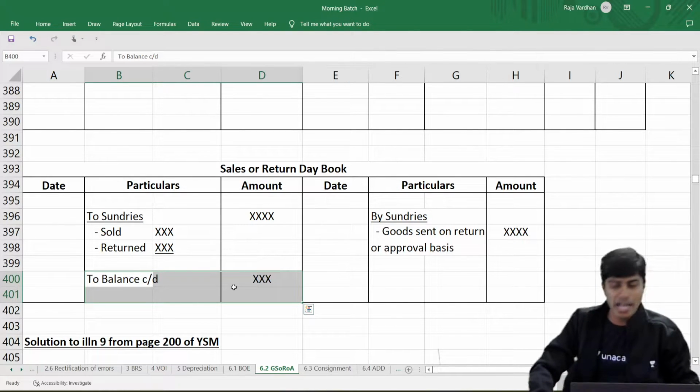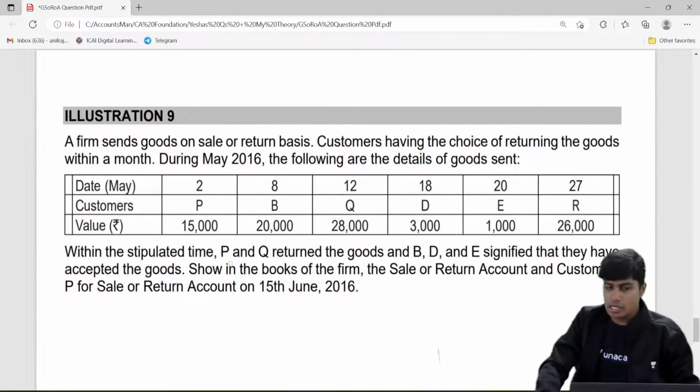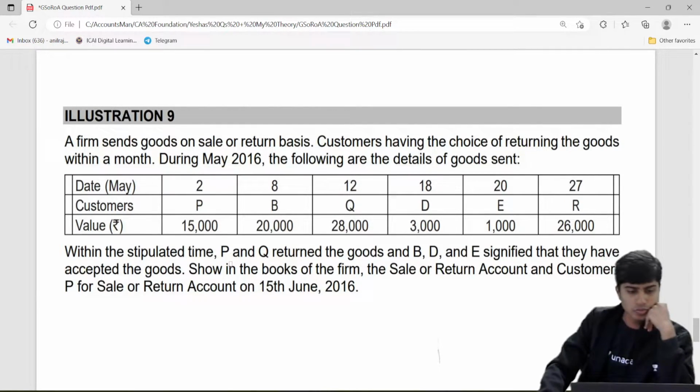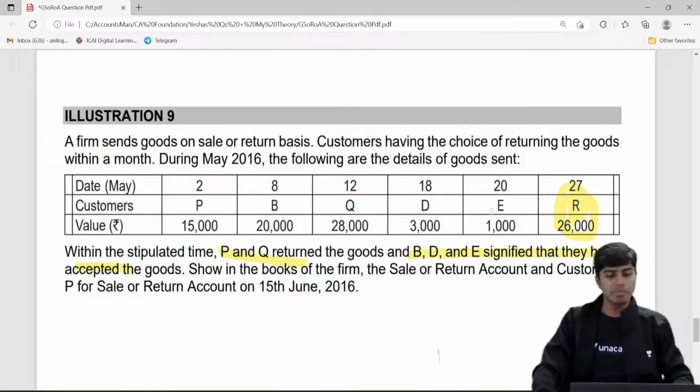Now we'll quickly do the last two questions from our material, 9 and 10. Illustration number 9 on your screen now. Goods have been sent on 2nd of May, 8th of May, 12th of May, 18th, 20th and 27th to P, Q, D, E and R, and the values are given. Within the stipulated time, P and Q returned the goods. D and E signified that they have accepted the goods. And what about R? R has neither accepted nor returned.